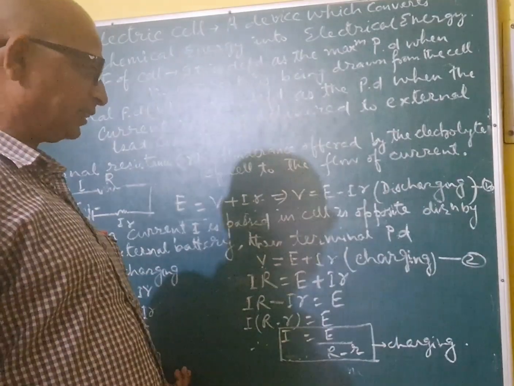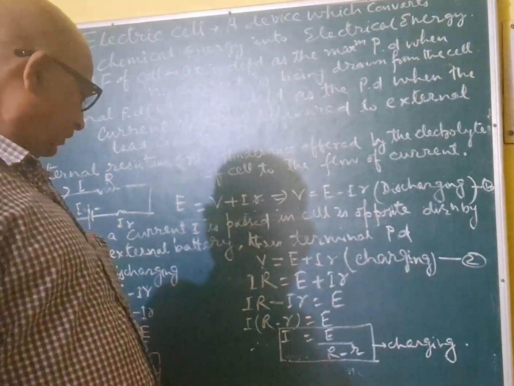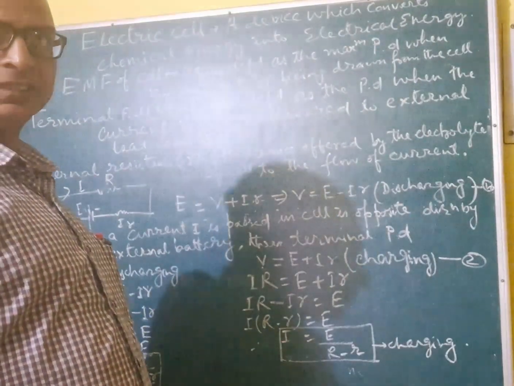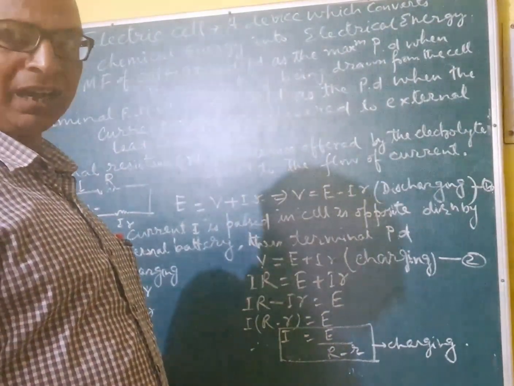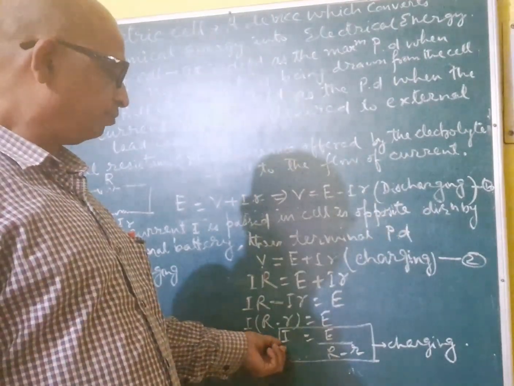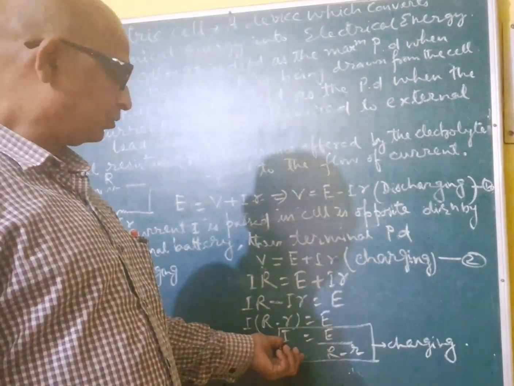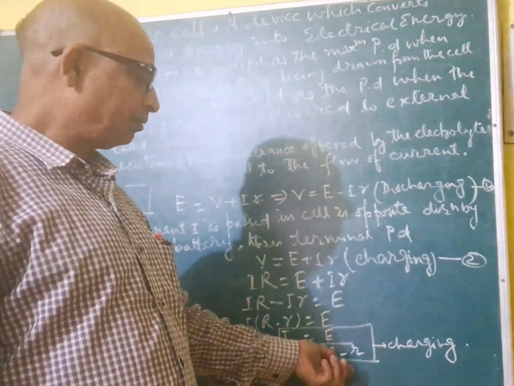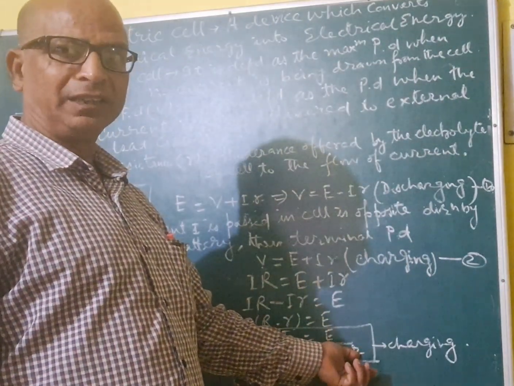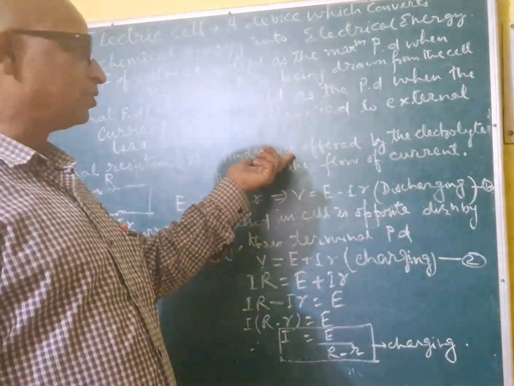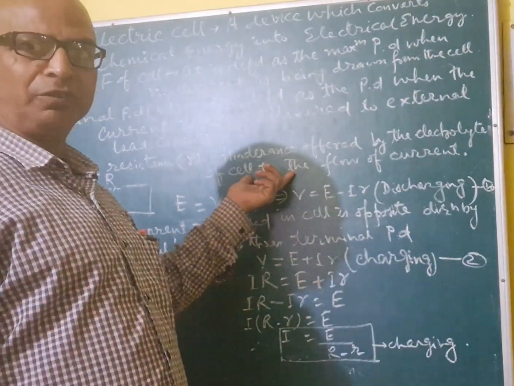Here on discharging, I is equal to E divided by capital R, that is the external resistance, plus small r, that is the internal resistance here. So these are the formulas. But on charging, current I is equal to E divided by capital R minus small r. Small r is the internal resistance here, that is the resistance, the hindrance offered by the electrolyte of the cell to the flow of current.